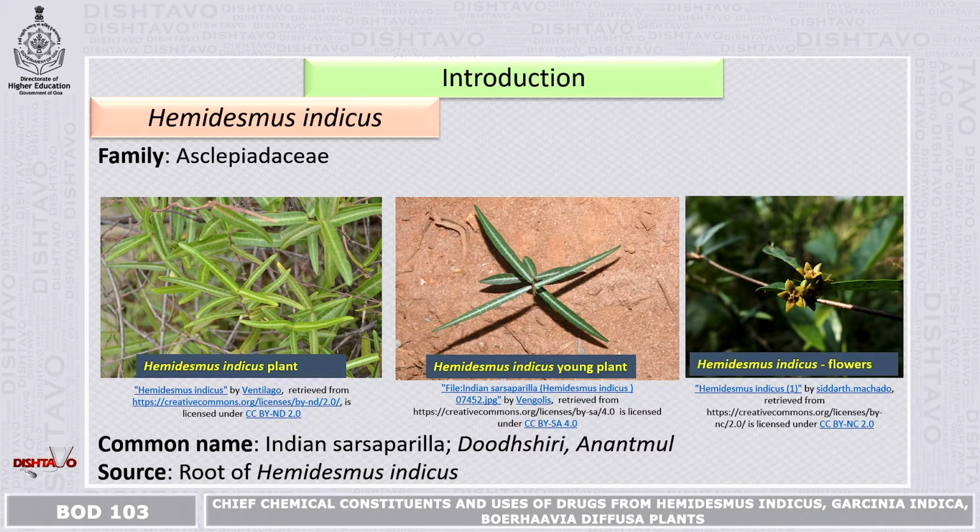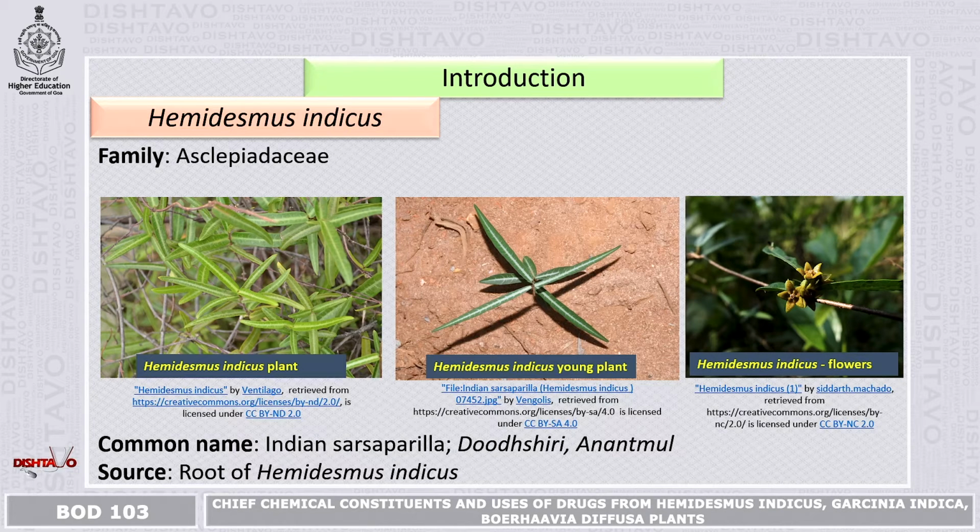In this picture, you can see the Hemidesmus plant, the habit, and in the second picture, you can see the Hemidesmus indicus young plant which is growing. In the third picture, the plant is shown with the flower, and the Hemidesmus indicus plant which is used in medicine and their chemical constituents are as follows.